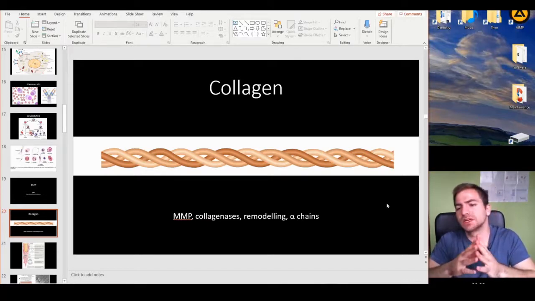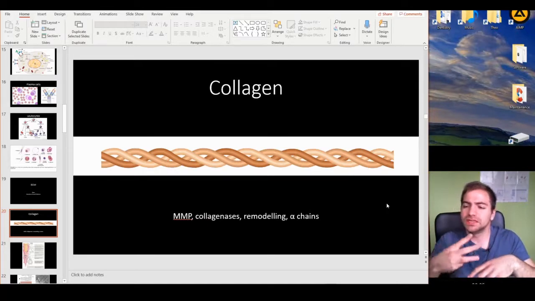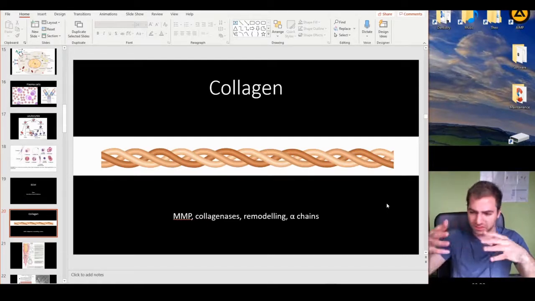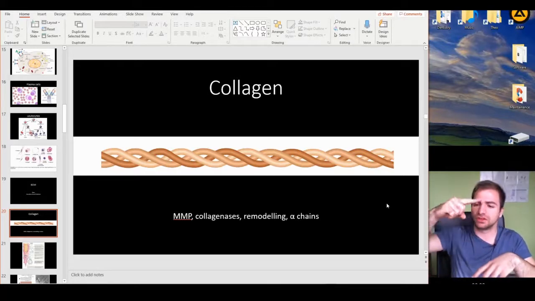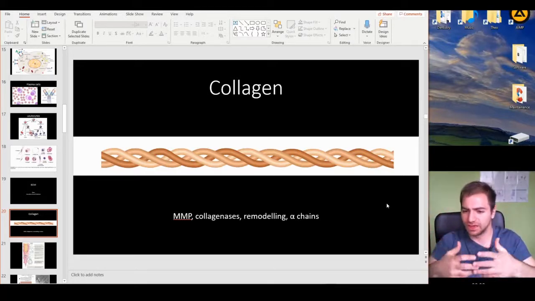Now, collagen is typically produced as a triple helix of alpha chains. What are the alpha chains? This is the chain that's being produced by the cell, and we'll discuss the whole procedure and how it works, but at this point just understand that this is 3 alpha chains entangled together.